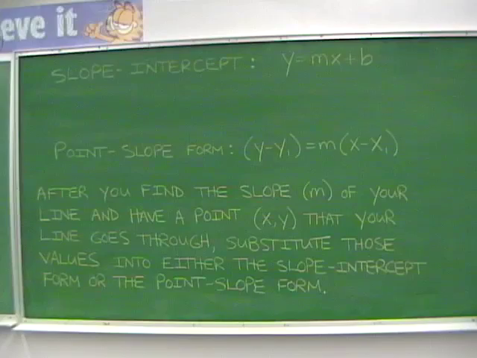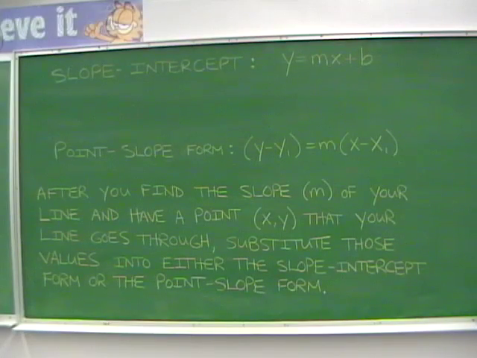We remember from lessons 5.4 and 5.5 that when we have information about our line as far as a point, an x and y coordinate that's sitting on our line, and also the slope, we take those values and substitute them into either the slope-intercept form or the point-slope form in order to get the equation of our line. So after you find the slope of your line and you've found a point that's sitting on your line, take that x and y and m value and substitute it into either the slope-intercept form, which is what we did in lesson 5-4, or the point-slope form, which is what we did in lesson 5-5.